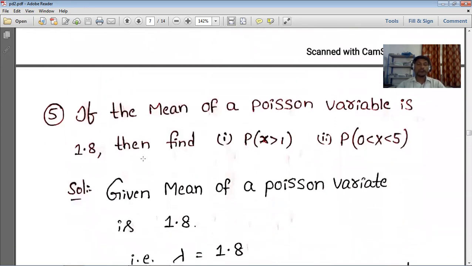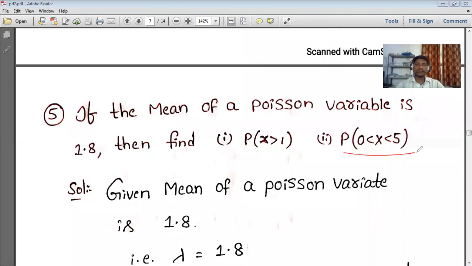Next problem. Till now, in all the problems we solved, they gave a specific condition, and by using that condition we calculated the value of lambda. But in this problem, see here, if the mean of a Poisson variable is 1.8, then find P(X > 1), and second, P(0 < X < 5).